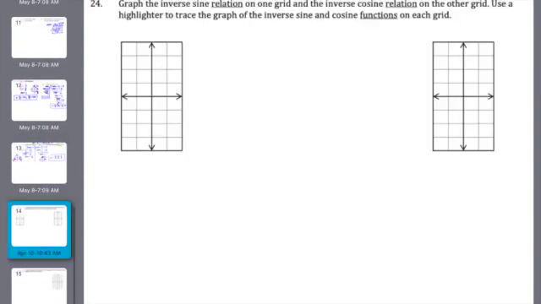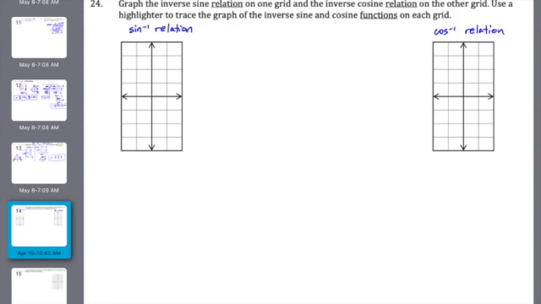All right, now this last little part just has to do with the graphing of the inverse trig ratios. So in this first one, we're going to graph the sine inverse relation. And then we're going to highlight where it's actually a function. And for this one, we're going to graph the cosine inverse relation. And then we're going to highlight where it's actually a function. So it's that restricted domain.